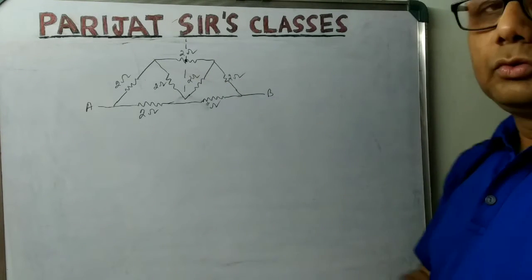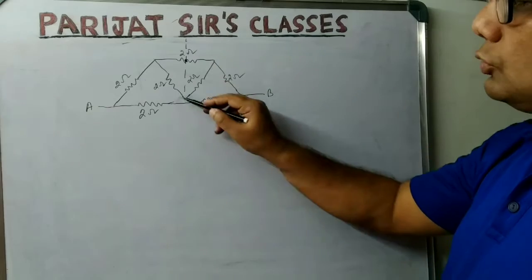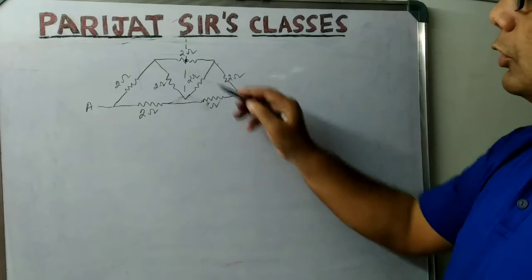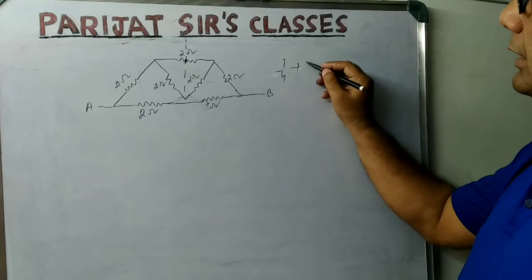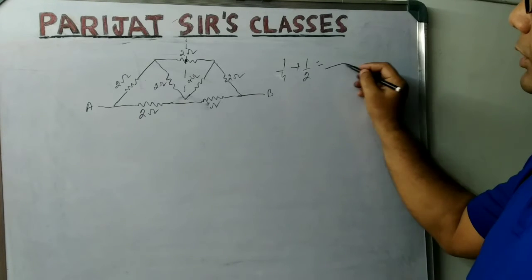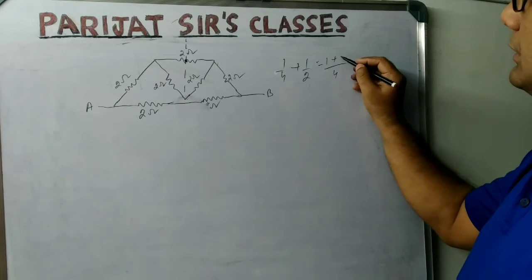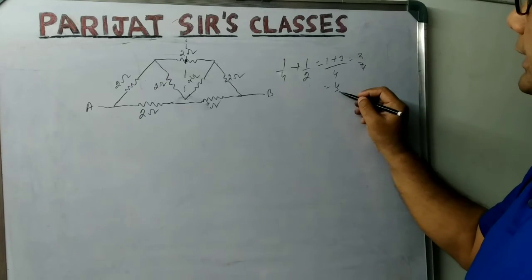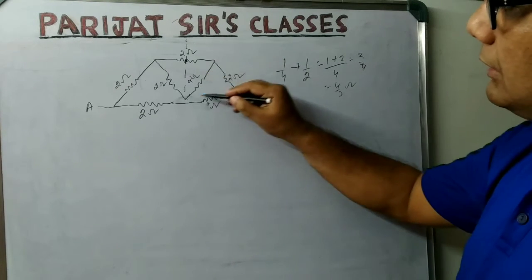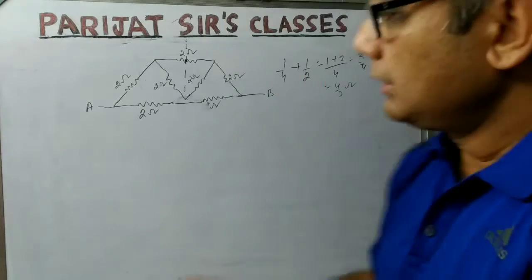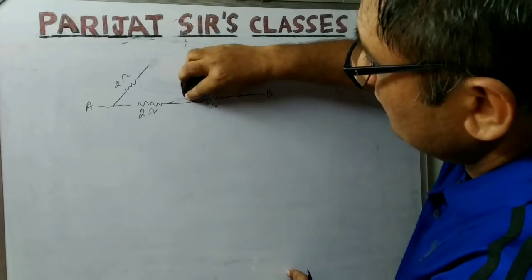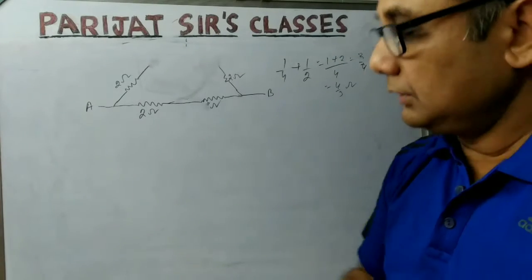Now it becomes very easy for you. How is it? This 2 and 2 are in series. So 4 ohms with 2 ohms in parallel. So what is the resistance? 1 by 4 plus 1 by 2. So it's 1 plus 2, 3 by 4. So it's 4 by 3 ohms. So this part is 4 by 3 ohms. So if I rub it and write here 4 by 3 ohms, the circuit will become very easy.